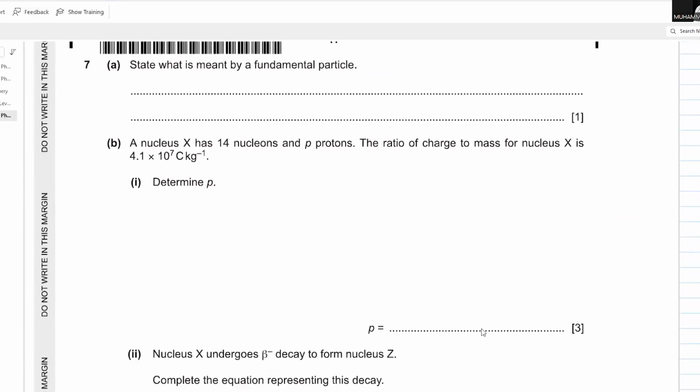State what is meant by a fundamental particle. Fundamental particle का क्या मतलब होता है जी? हाँ जी, कौन बताएगा? State what is meant by a fundamental particle. A particle that cannot be divided into smaller particles. Okay.